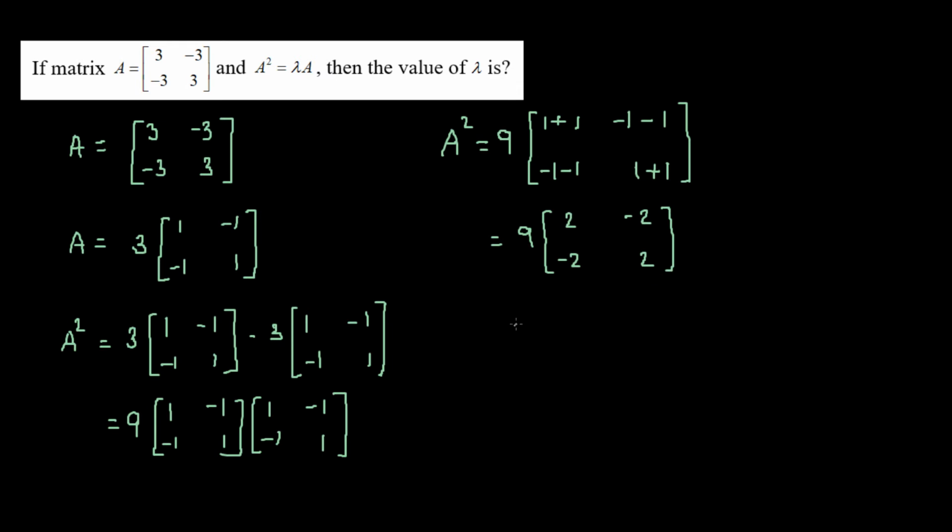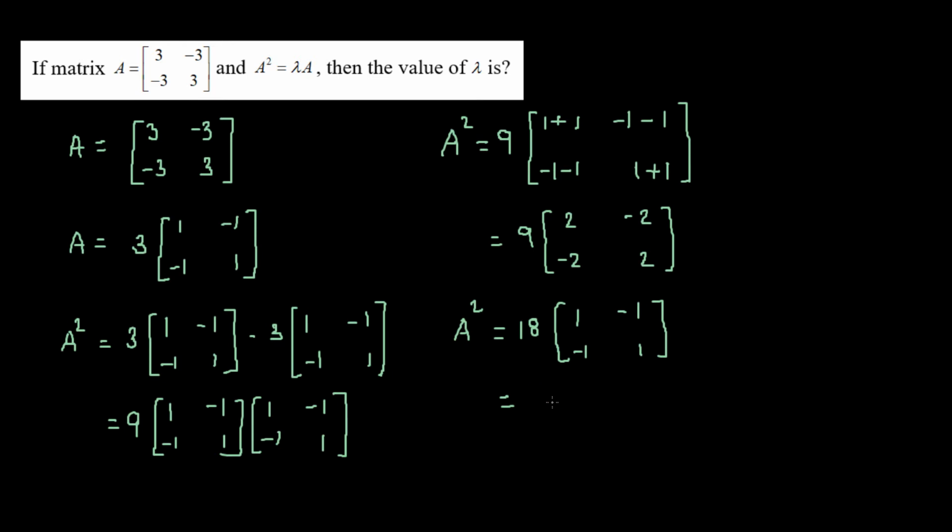So again what we do is we divide each entry by 2. That would give us [1, -1; -1, 1]. And since we divided by 2, we have to multiply by the scalar 2. So 9 times 2 is 18. So we have A squared is equal to 18 times [1, -1; -1, 1].